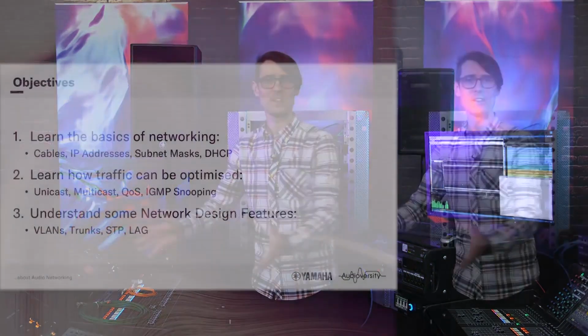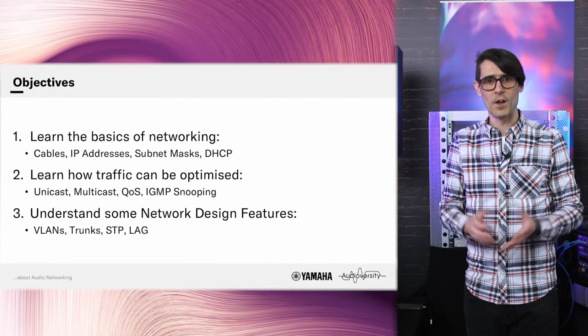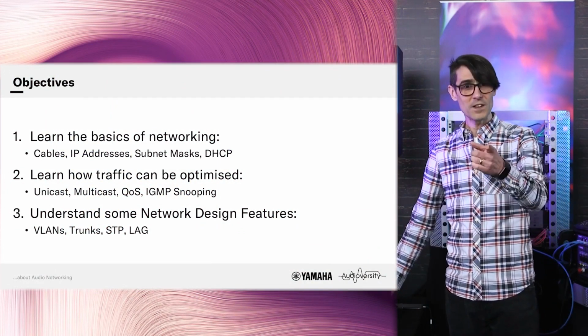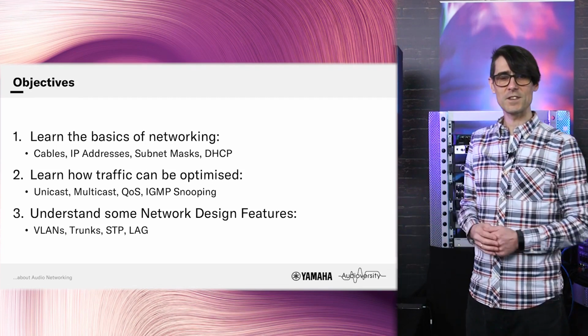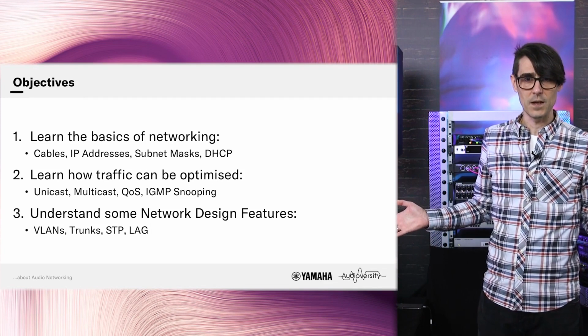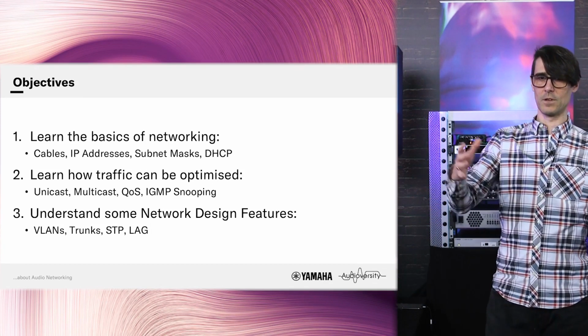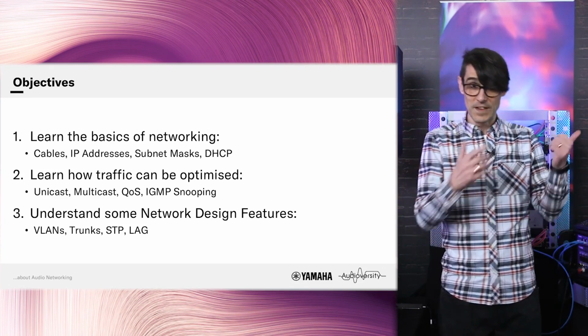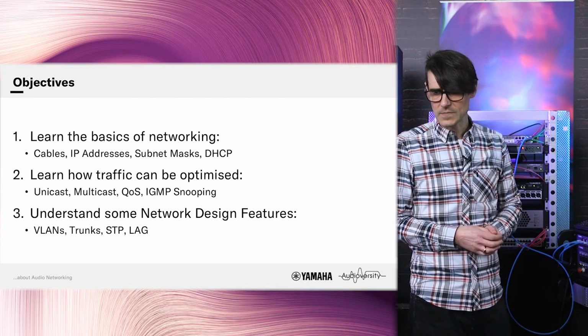So that's almost out of time now for everything we've learned. So we've gone through the basics of networking, cables, IP addresses, subnet masks, and DHCP. We've learned about traffic optimization, unicast and multicast, one to many, quality of service, and IGMP snooping, blocking your multicast from places where you don't want it. And then we've talked about network design features, VLANs, trunks, spanning tree, and link aggregation.